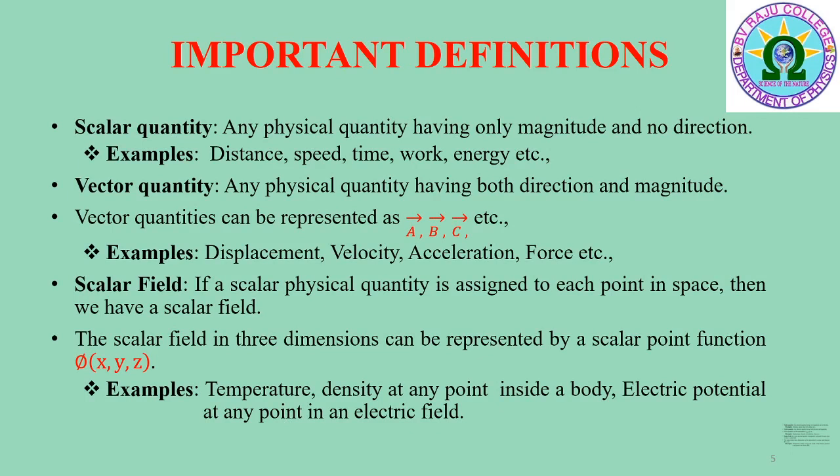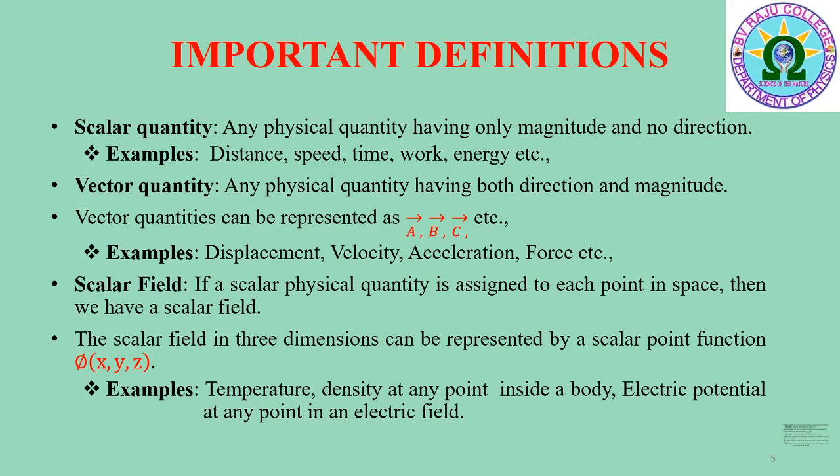In physics, we have a large number of physical quantities such as distance, displacement, acceleration, speed, velocity, force, work, power, energy, time, etc. These quantities are classified into two types: scalar quantities and vector quantities. Scalar quantity: any physical quantity having only magnitude but no direction is called a scalar quantity. Examples: distance, speed, time, work, energy, etc.